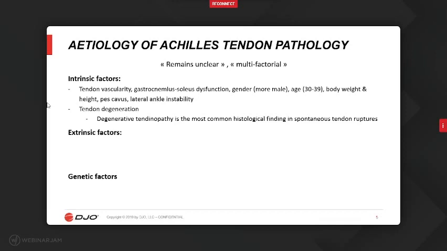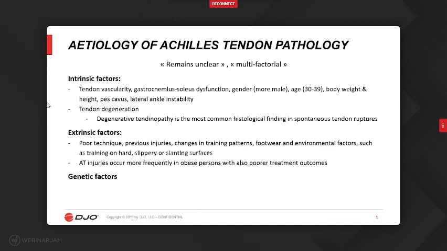There is also body weight and height, episcavus, and lateral ankle instability, which can predispose. Then also tendon degeneration. The degenerative tendinopathy is the most common histological finding in spontaneous tendon ruptures.